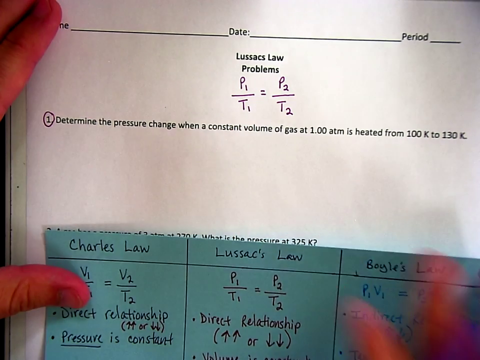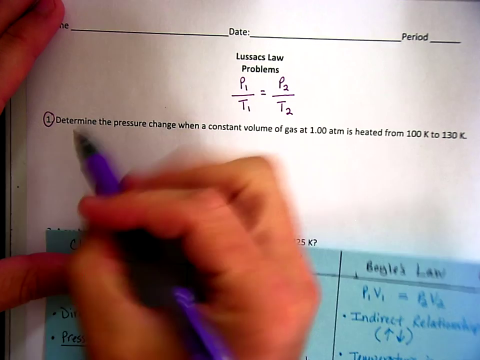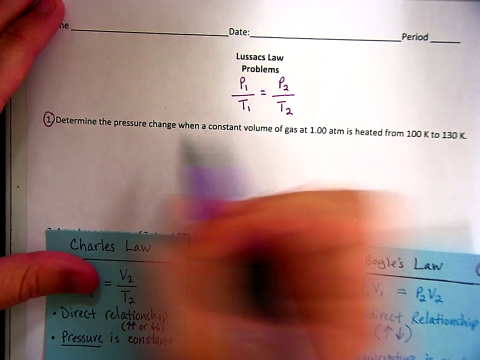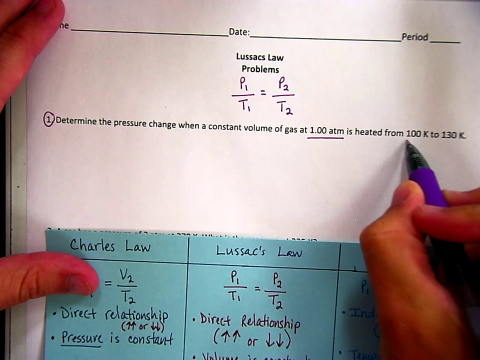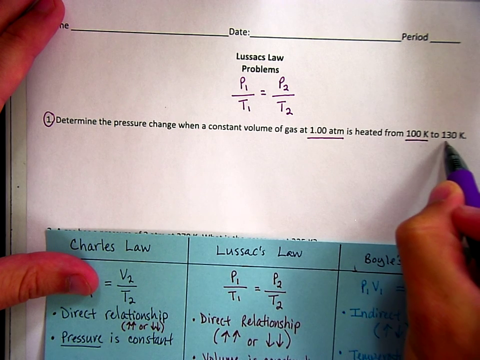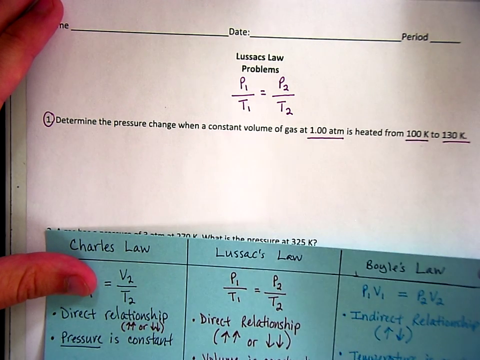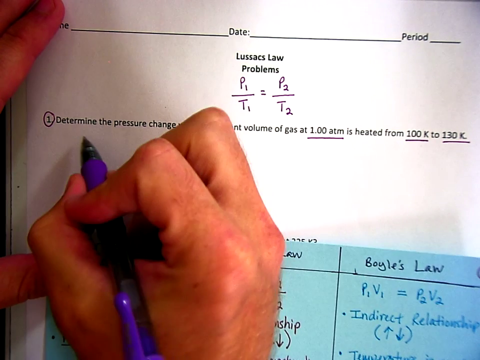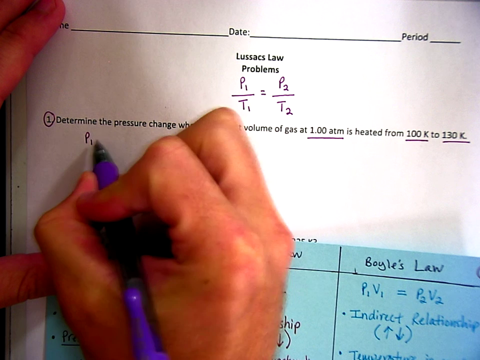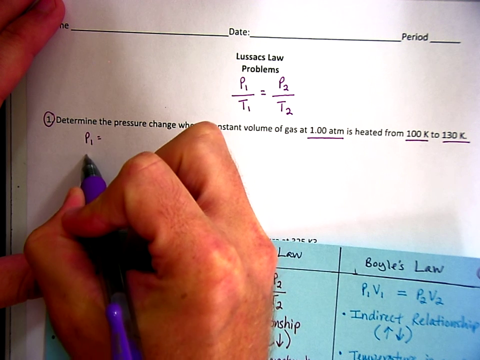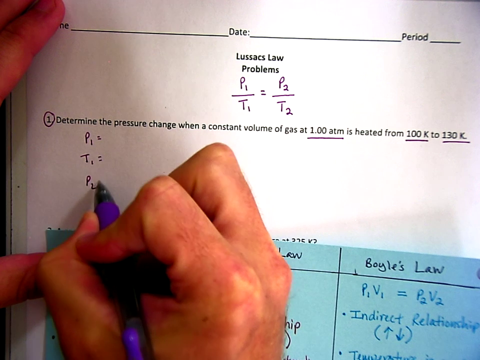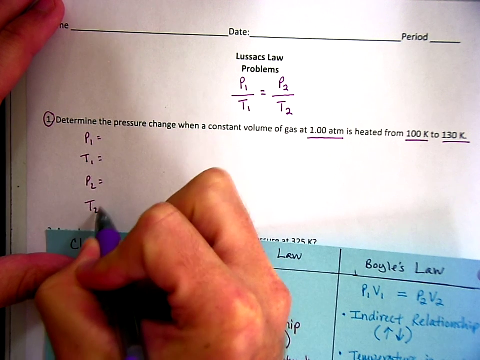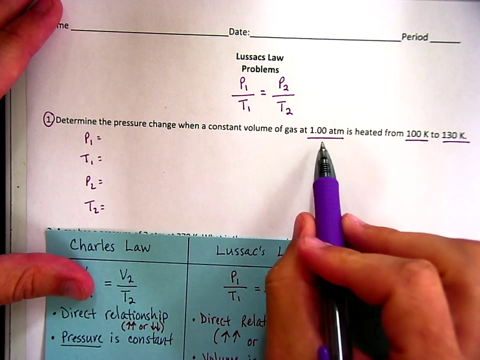So I'm going to read the problem and underline key information as I go. So it says, determine the pressure change when a constant volume of a gas at 1 atmosphere is heated from 100 Kelvin to 130 Kelvin. So I'm given 3 numbers, yet I have 4 variables. So for me, I prefer to list out my P1, my T1, P2, and my T2.